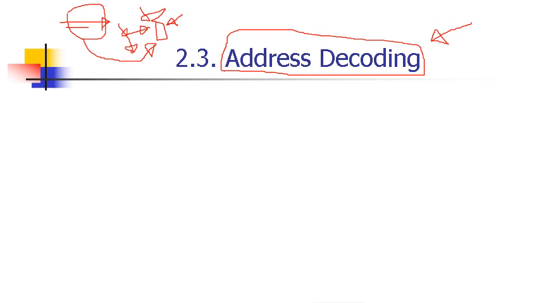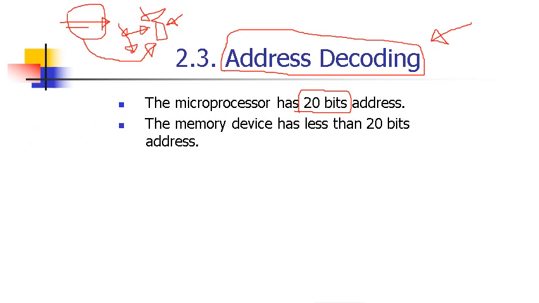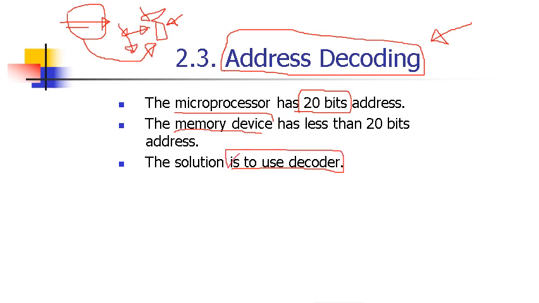and to talk to memory whose address pins are fewer than the processor can provide. Alright, so your microprocessor provides 20 bits for each memory location or for each address. Usually, memory devices have a lesser number than this. They provide address pins less than 20. So the solution to this is a decoder. You decode the 20 bits to be compatible with the lower number provided by your memory.